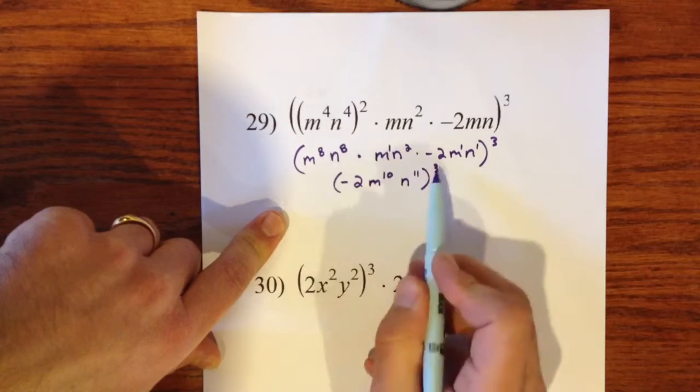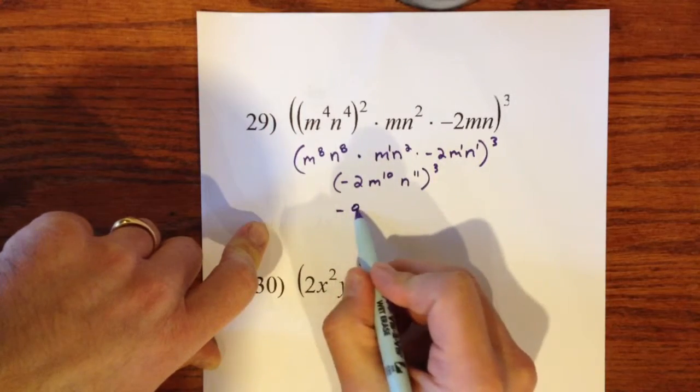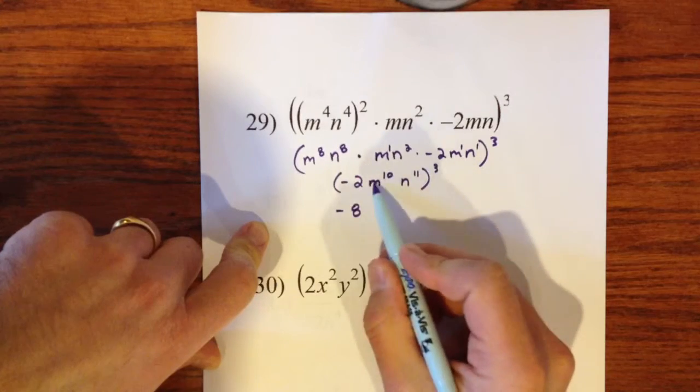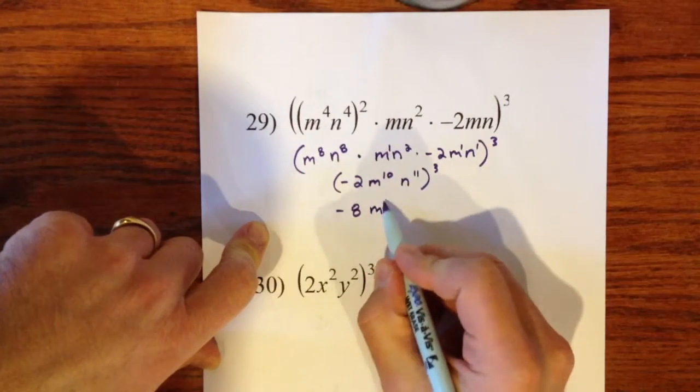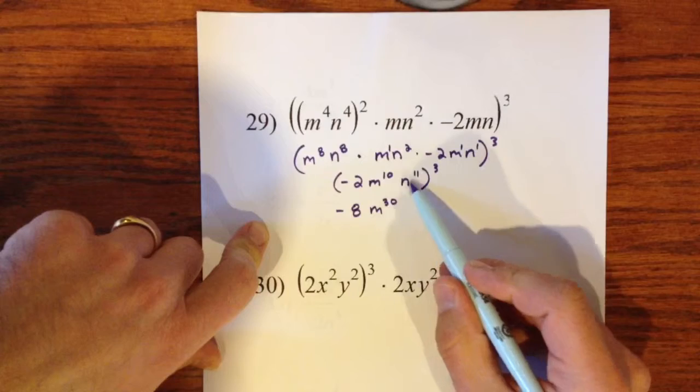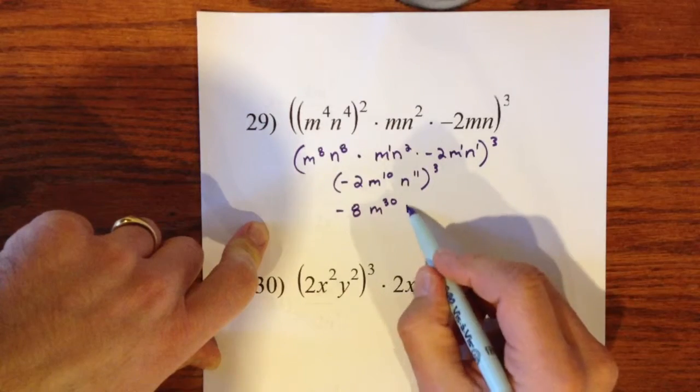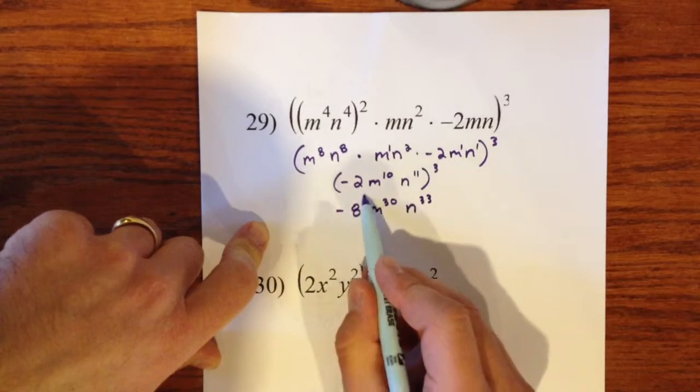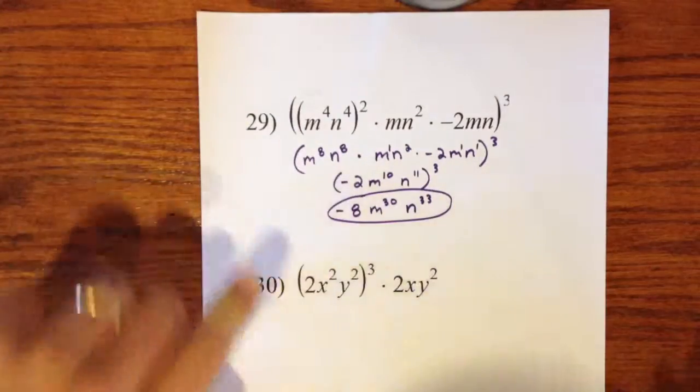So -2 to the 3rd power is -8. m to the 10th to the 3rd is m to the 30th, and then n to the 11th to the 3rd power is n to the 33rd. And that's my final answer.